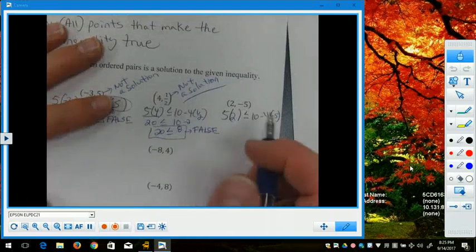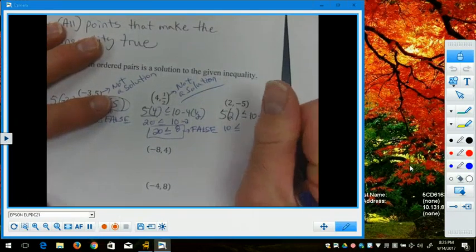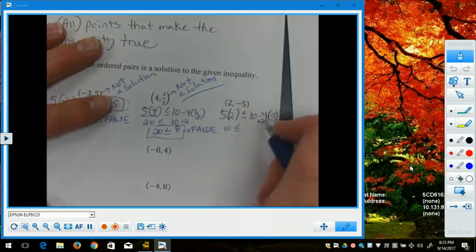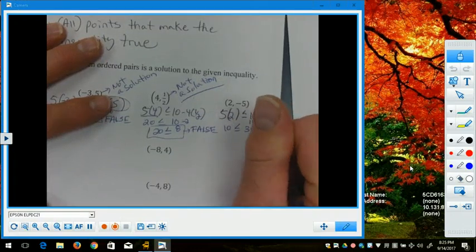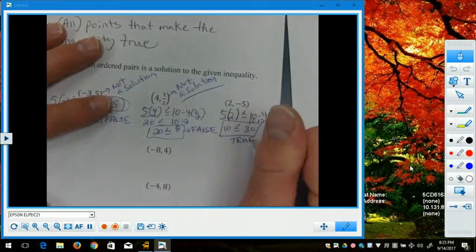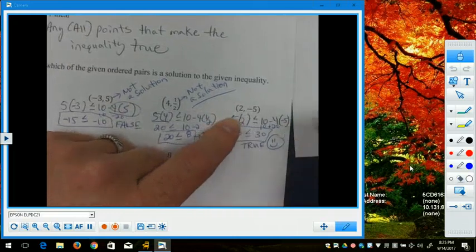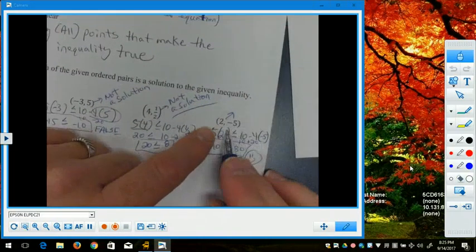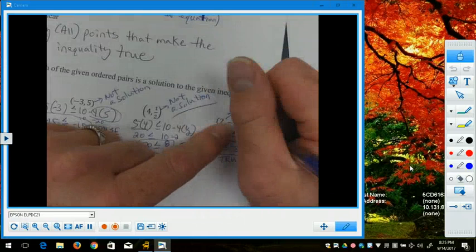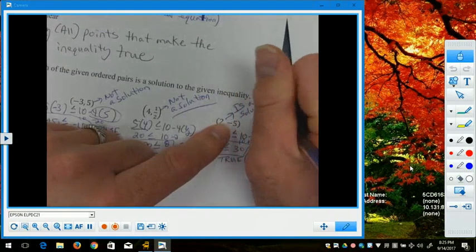On our last one, 5 times 2 is 10, less than or equal to negative 4 times negative 5, which is positive 20. So 10 plus 20 is 30. This inequality is true. And when the inequality is true, then that point is a solution, one of infinitely many. So this is a solution to the inequality.